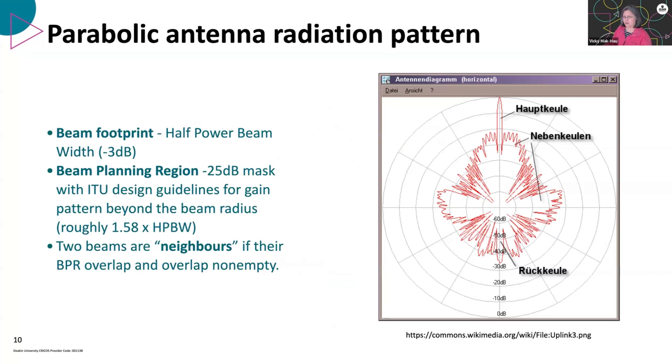And then we define something for the beam planning region, because we needed to capture the beams that are neighboring each other and avoid using the same color for beams that are neighboring each other, to avoid interference. For the beam planning region, we were using something like minus 25 dB. That will be probably around about here, while the minus 3 dB is around about here. So the width of the beam planning region is about 1.58 times the half power beam width. I'm talking about the main lobe here.